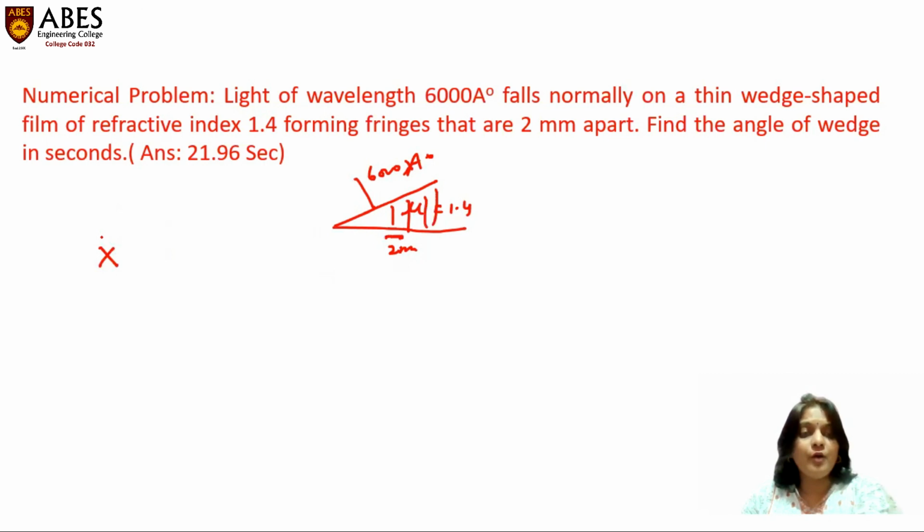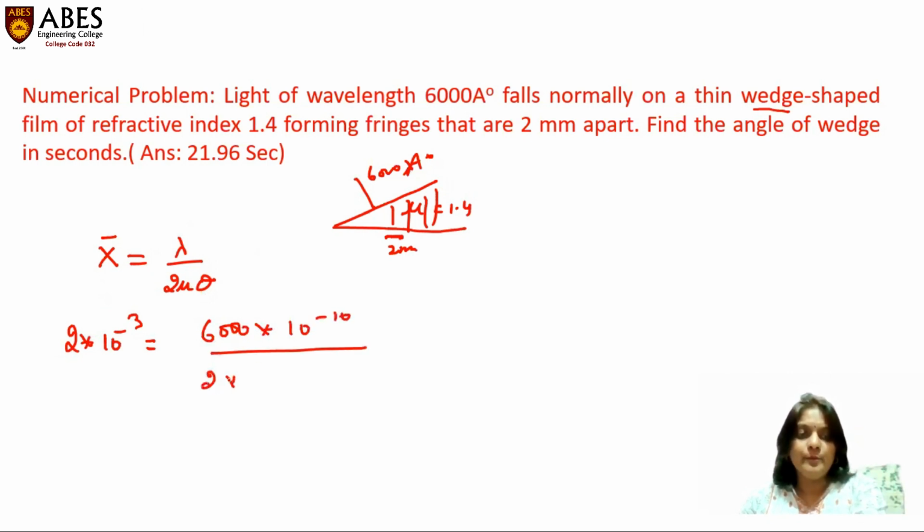So we know the formula we will use is the formula for the wedge shape film, because in the question there is a clear instruction: wedge shape film. So the fringe width formula is lambda upon 2 mu theta. The fringe width is 2 millimeter, so I will write it in meters: 2 into 10 to the power minus 3. Lambda is the wavelength, which I will convert into meters: 6000 into 10 to the power minus 10, upon 2 times mu, the refractive index, which is 1.4, and theta is the angle. We will get theta from here.